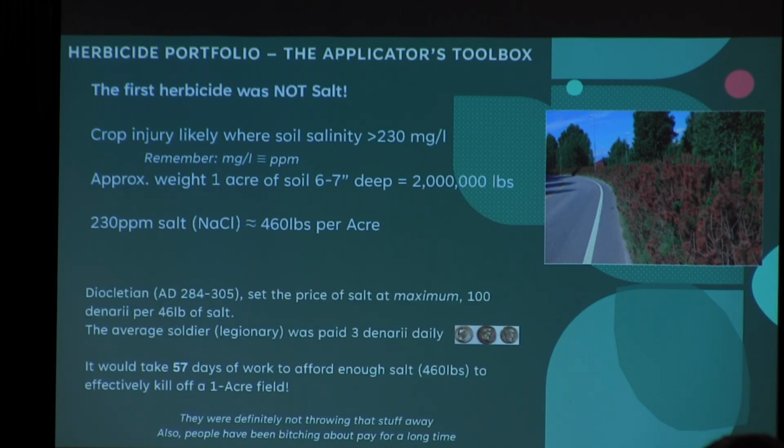Well, then I did some further reading, and I found out that Diocletian, AD 284 to 305, actually set the price of salt at a maximum of 100 denarii for 46 pounds of salt. This is important because the average soldier of the day was paid 3 denarii. You can actually look back at the Roman Empire and they have these records. So it would take 57 days' worth of labor to basically afford enough salt to kill 1 acre of field.